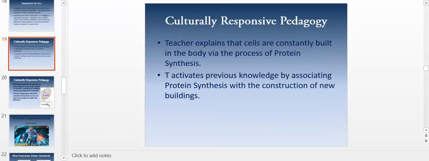In this lesson, I would practice culturally responsive pedagogy. Also, basically, I would explain that cells are constantly built in our body via the process of protein synthesis. That's why it's so important for us to learn that process and concept. We can also talk about the association between protein synthesis and the construction of new buildings. In a similar way, when the city builds new housing, the human body builds new cells in order for the organism to continue.